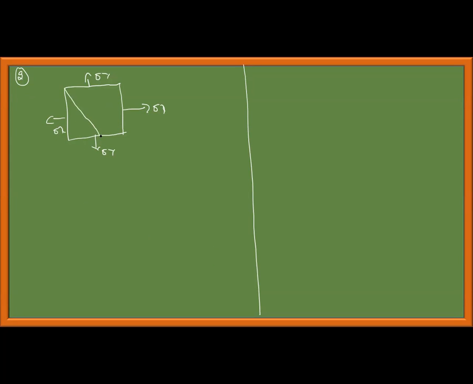As usual, I'll take an element. Like this, this is my plane. I will call it A, B, C, D, E. I will take the element BCE. This is my BCE. You can see there is sigma x acting like this, sigma y acting like this.